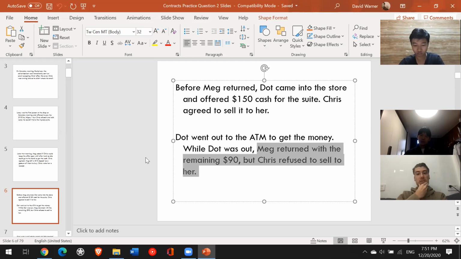Breach. Yes, he broke the contract. That's what I'm looking for. He breached the contract. That's fine. But that's what he did. He broke the contract with Meg. Is that okay? Can he? Sure.